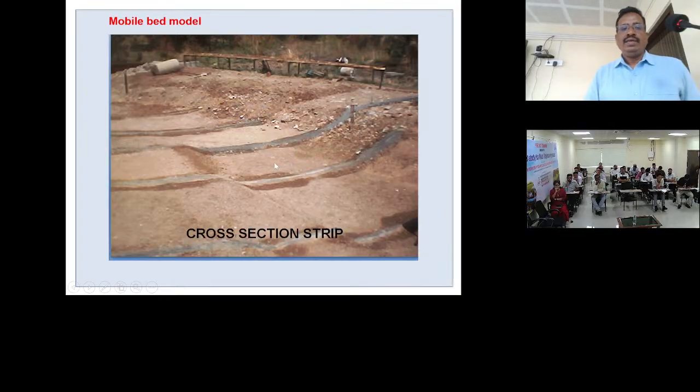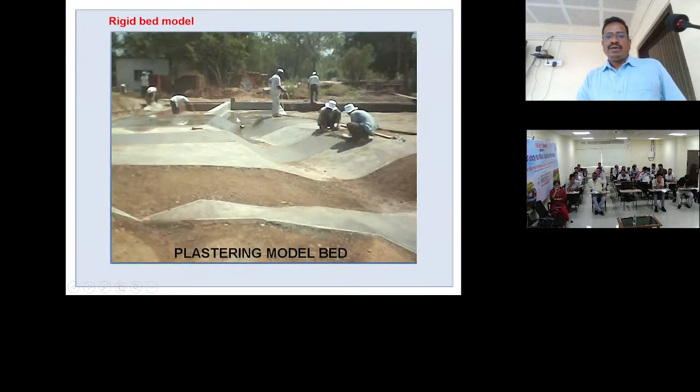Here you can see the construction of a mobile bed model. On the ground we have the cross sections given by the project authorities at an interval of, suppose, 500 meters. We have given the levels here, so the deep channel is coming like this. The cross section strips we have constructed like this. After that we have done plastering here for the rigid bed model. Then the deep channel will come here. After that this is the shallow portion. These are the banks of the river.